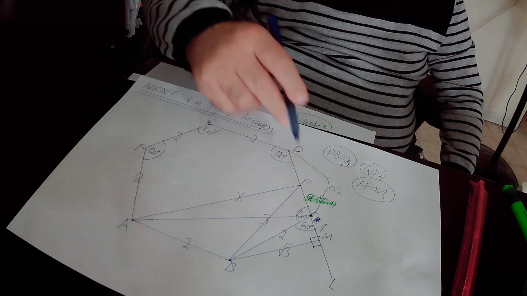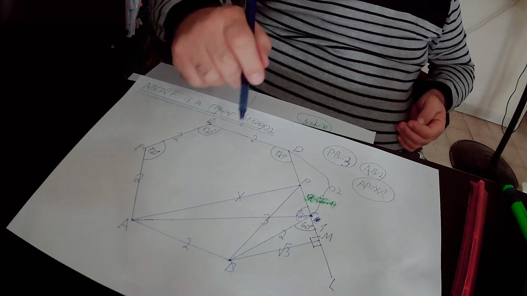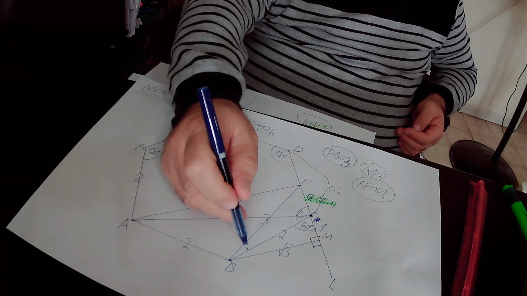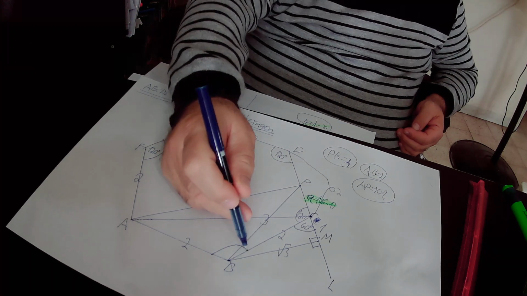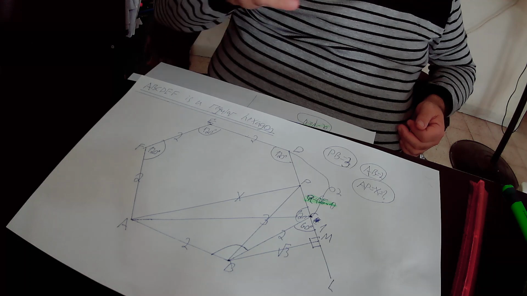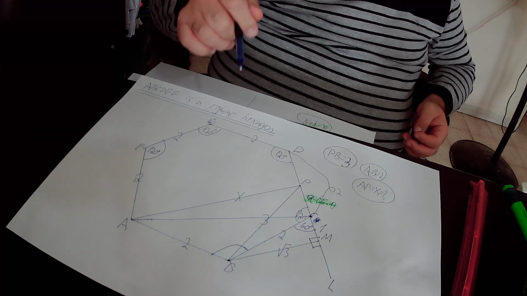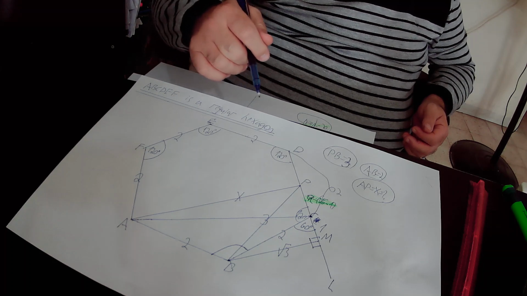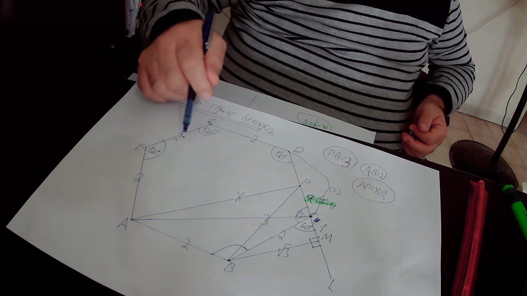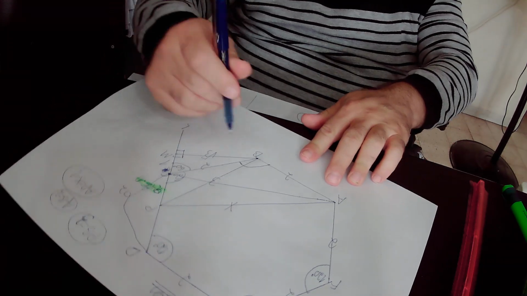This is triangle ABC. We know that angle ABC is one of the 6 interior angles of this regular hexagon, and we know that all the interior angles of this regular hexagon are equal to each other, and each of them is equal to 120 degrees. Therefore, angle ABC equals 120 degrees.